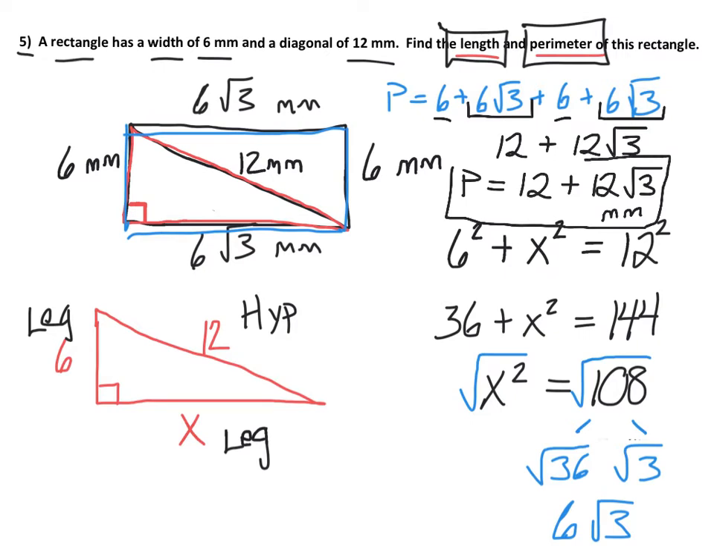Now the other option is to change that radical to a decimal and then estimate what your perimeter is going to be, but I can do that at the end and get a more precise answer.